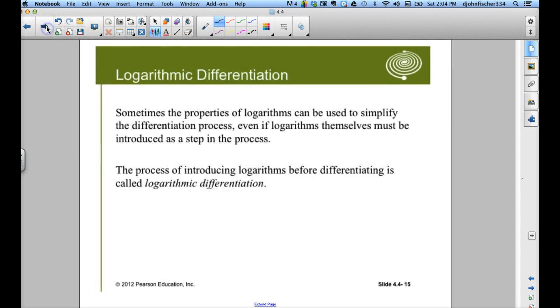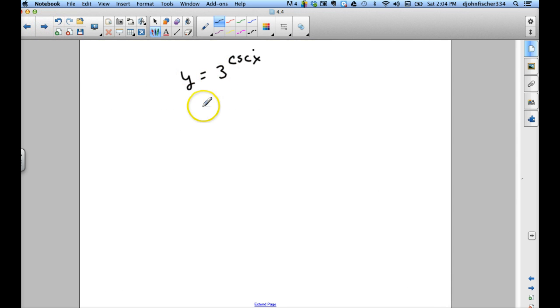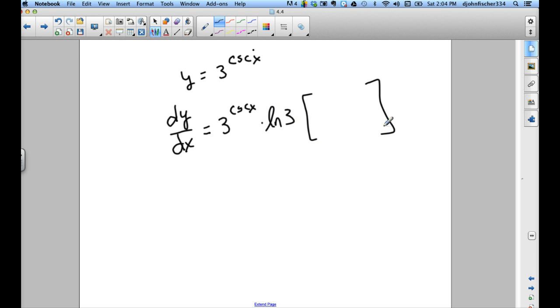So this one is a to the u, so dy/dx is going to be equal to 3 to the cosecant x times natural log of 3 times the derivative of cosecant. Now, I don't remember the derivative of cosecant off the top of my head, so I'm going to look it up real quick. That's a derivative of a trig function. And you guys, I know, have them all memorized by now. I can't imagine you don't. The derivative of cosecant is negative cosecant cotangent. So this is negative cosecant x cotangent x.